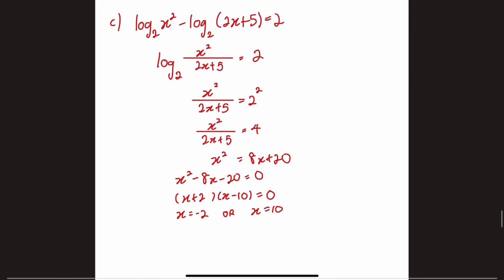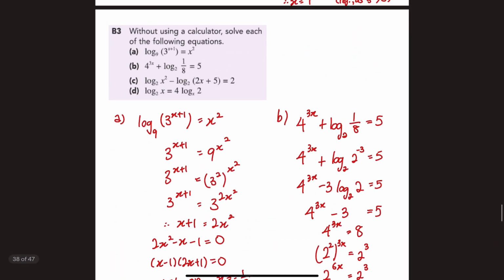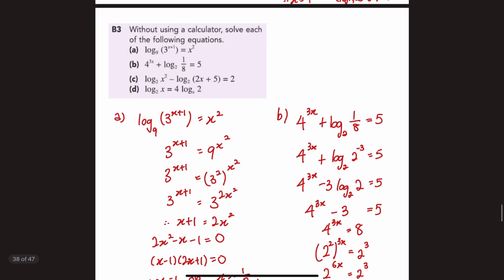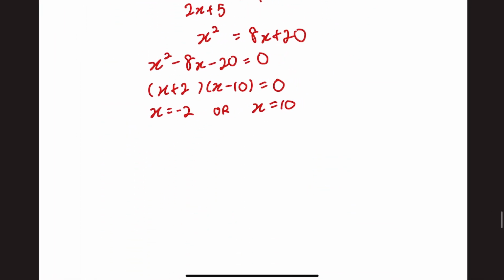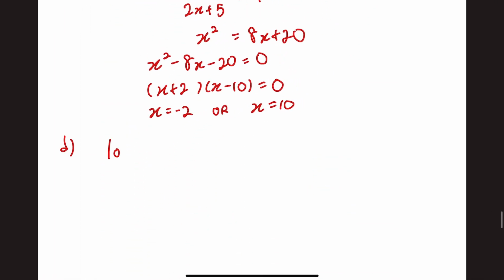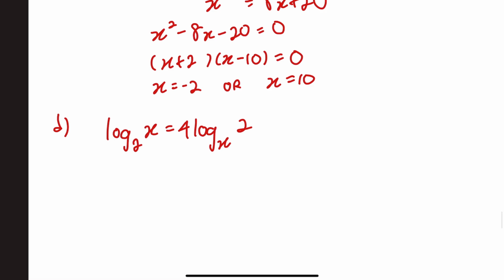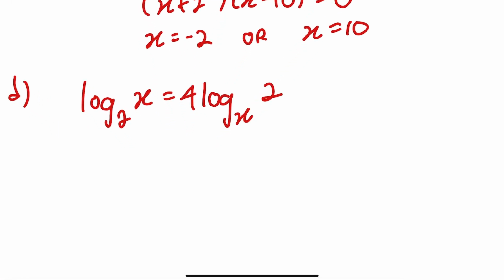Okay, last question. Part D here: log base 2 of x equals 4 log base x of 2. Okay, how to solve this? Remember, whenever I want to solve a log equation, I'll try to make sure they have the same base first before I can do anything. So it's easier to get rid of unknown bases. Let's change this base x to base 2.